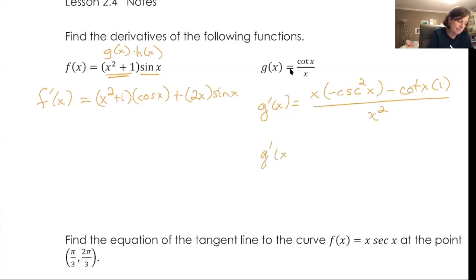Not a whole lot I can do with this. I might write it as minus x cosecant squared x minus cotangent x, all over x squared. So there you go.